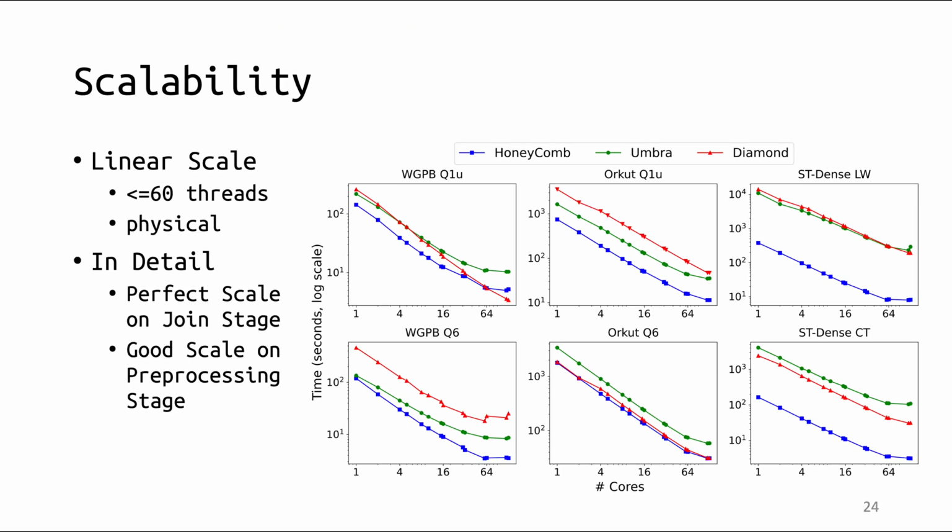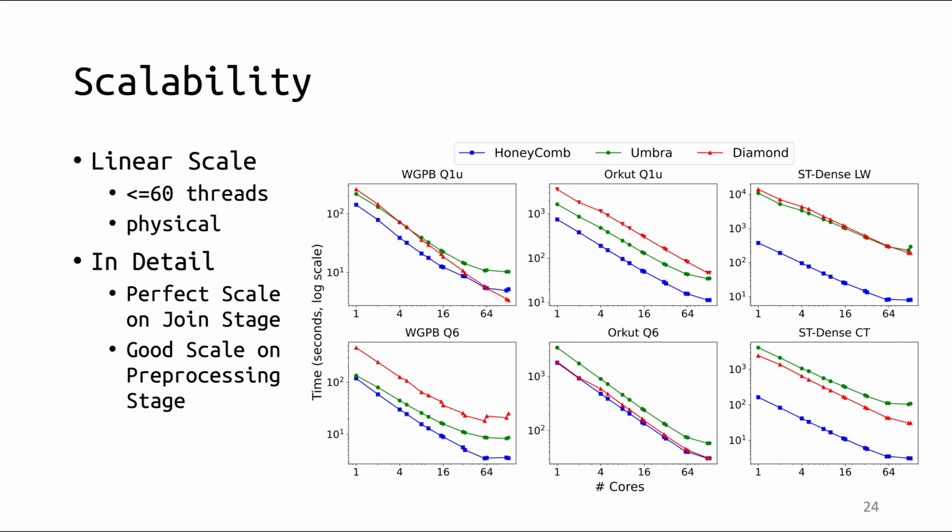To show the scalability of the systems, we measure the runtime as a function of the number of virtual cores. HoneyComb consistently demonstrated almost linear scalability up to the maximum number of physical cores, which was 60 on our system. Increasing the cores up to 120 led to no additional performance improvements, showing that the cores were saturated. We also confirmed that the CPUs were at almost 100% utilization at 60 cores.